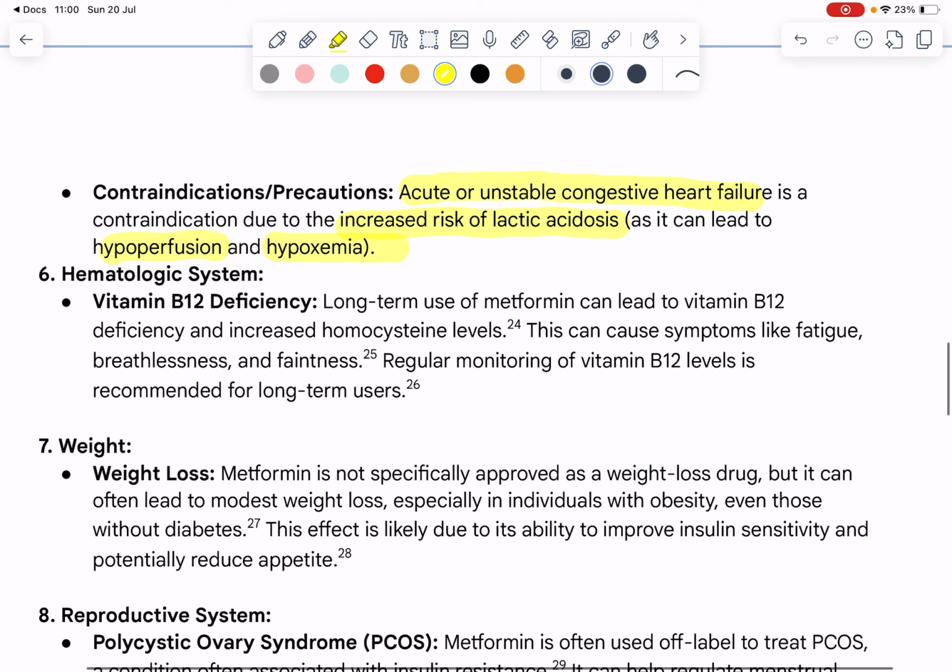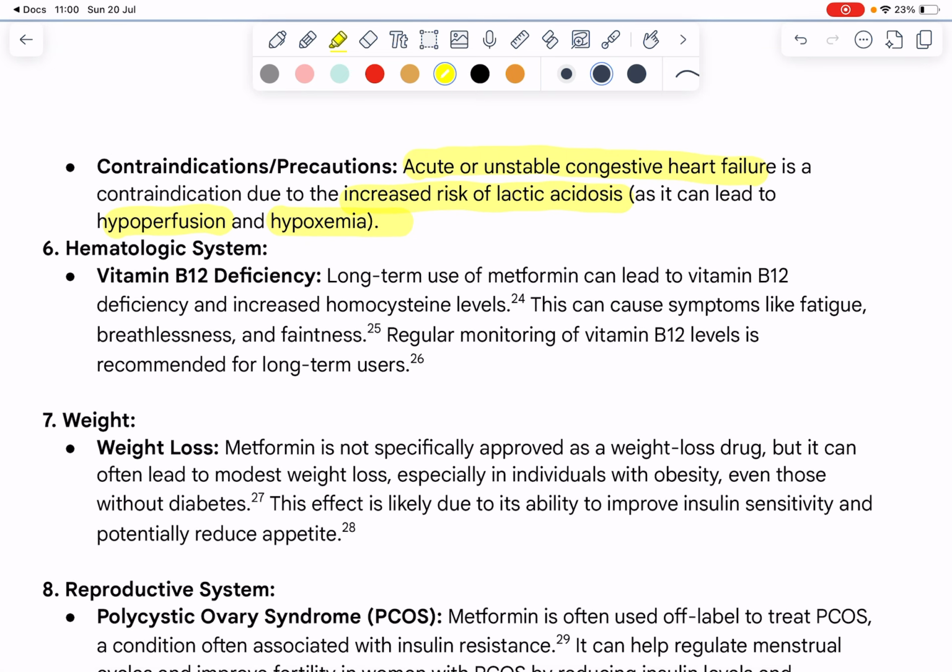Next is the hematological system, very important. Long-term use of metformin can increase the risk of vitamin B12 deficiency, which in turn will increase the homocysteine levels. As you know, homocysteine levels can affect the heart. Increased homocysteine level can increase the risk of cardiovascular diseases. So you should be very careful.